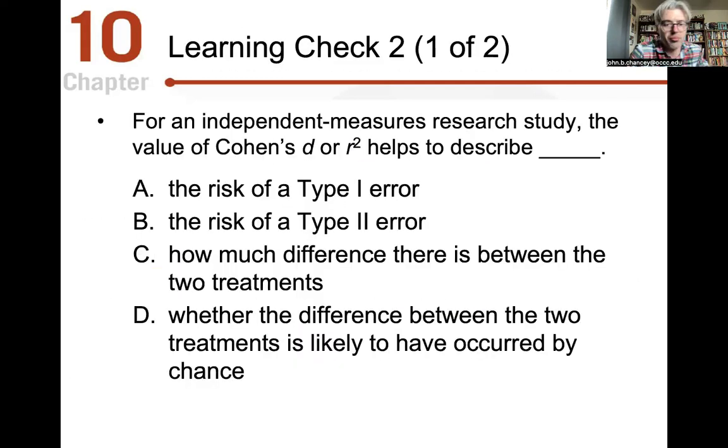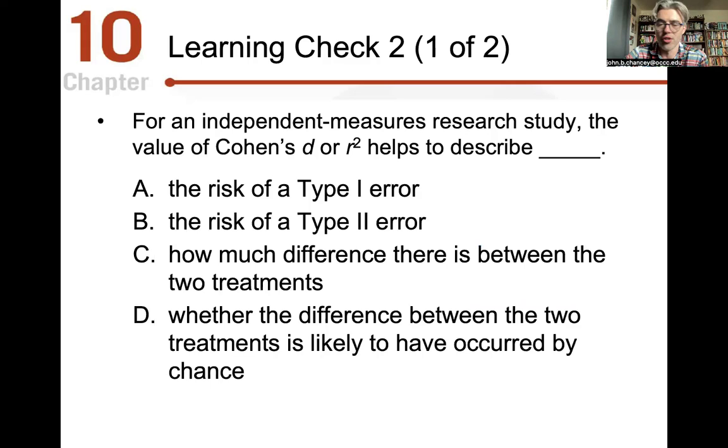Okay, let's do a couple more learning checks. For an independent measures research study, the value of Cohen's d helps to describe what? Is it A, risk of type 1 error, B, risk of type 2 error, C, how much difference there is between the two treatments, D, whether the difference between the two treatments is likely to have occurred by chance. Go ahead and pause the video here, write your answer down, make sure you understand.